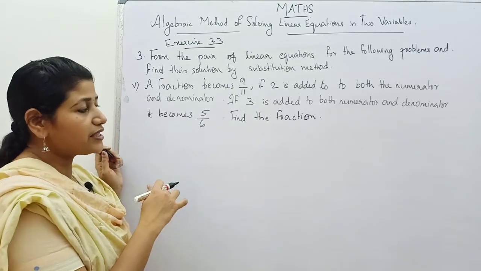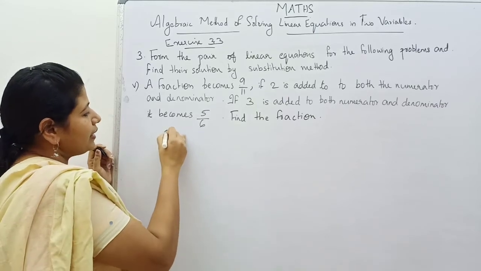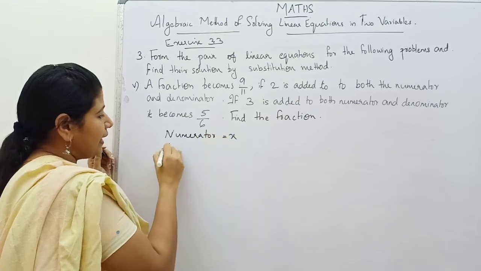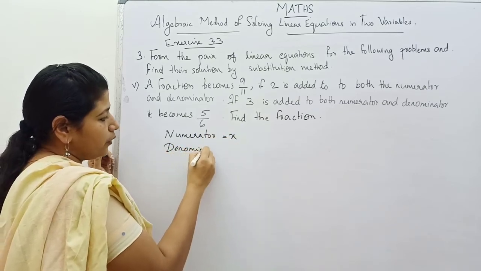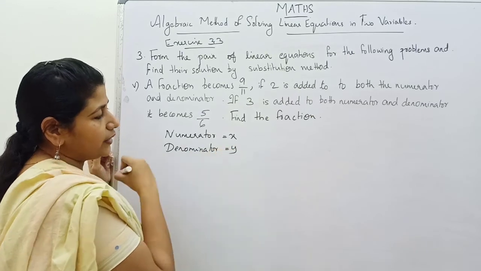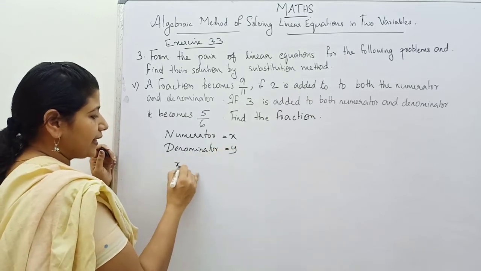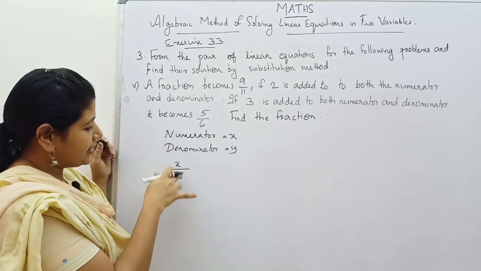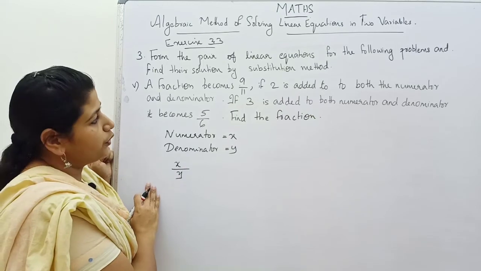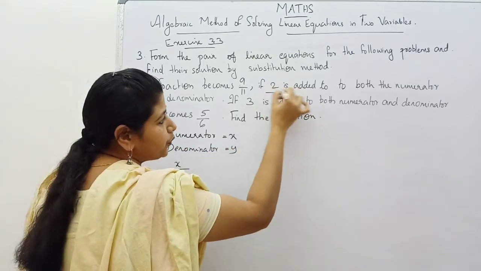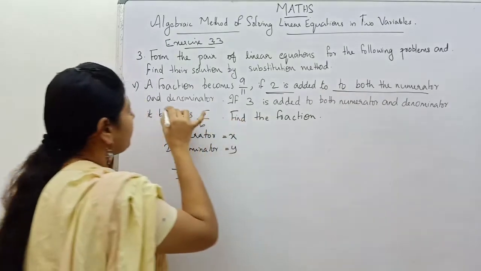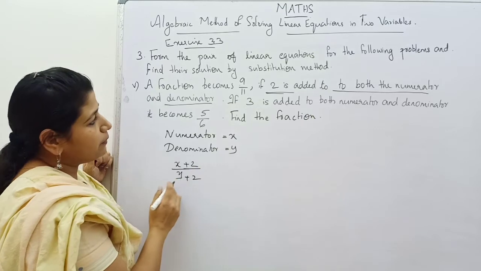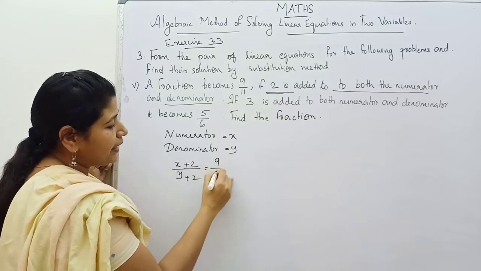So you have to find out the fraction. I am taking the numerator of the fraction as x and the denominator as y. So now we can write the fraction as x by y, isn't it? So this is our fraction. And we want to find out this x and y and substitute here, you will get the fraction. So if you are adding 2 to both the numerator and denominator, what does it mean? You want to add here and here also. x plus 2 by y plus 2, it will become 9 by 11.